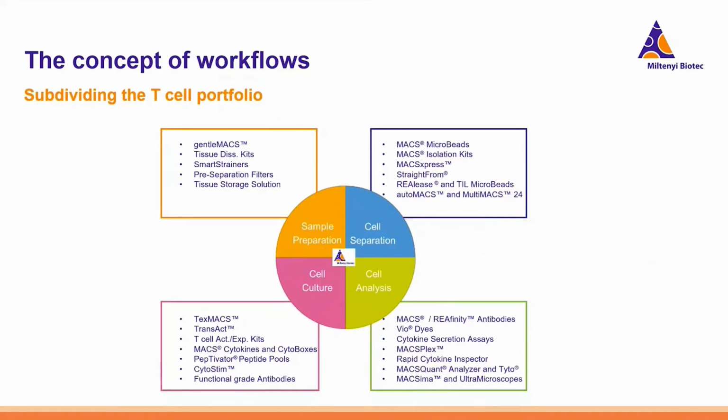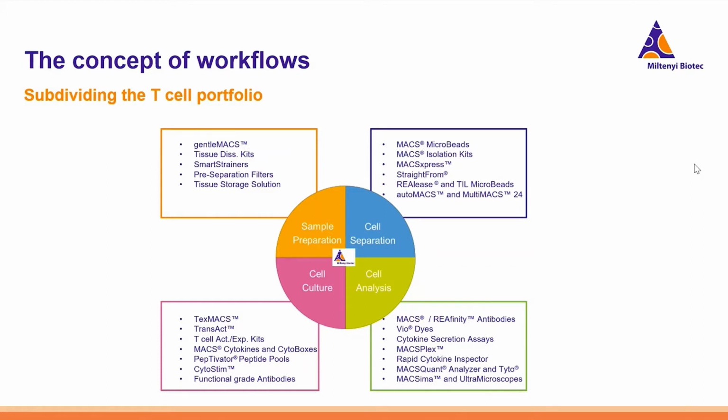So our T-cell portfolio is indeed large. One way to keep a good overview is to divide our T-cell products into our different main workflow technologies. Sample preparation for everything that has to do with preparing your sample, for example, tissue or blood, before you isolate your T cells to start your experiment. The GentleMACS tissue dissociator and the dissociation kits are here the hallmark products.